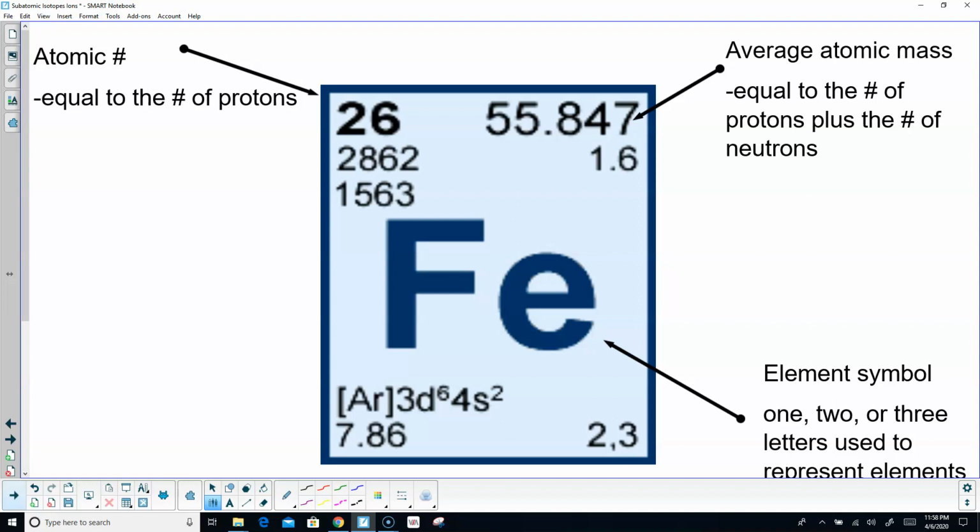The other thing you'll notice is that almost every table will have a symbol representing elements, and they'll either be 1, 2, or 3 letters. The first letter is always capitalized. Any additional letters are lowercase. We're already kind of familiar with that from the first unit, but those are usually the minimum piece of information you're going to see on a table.